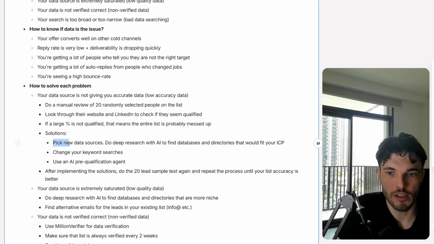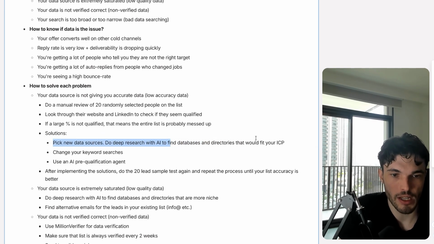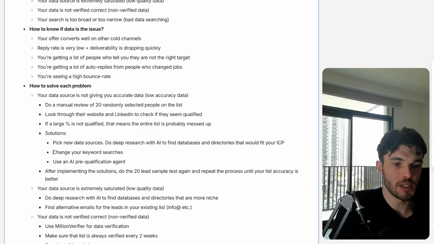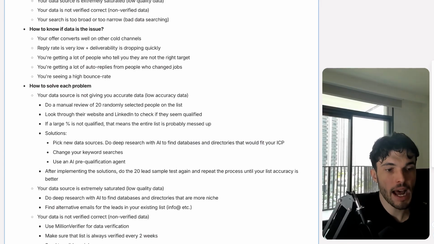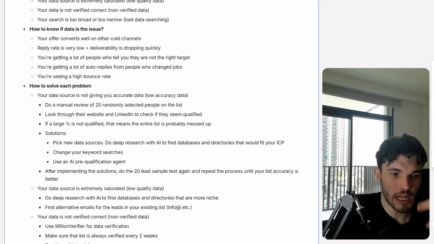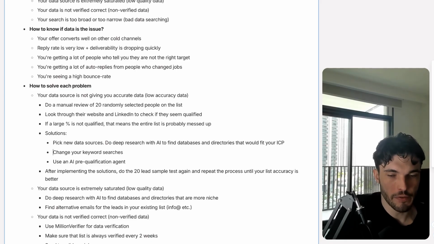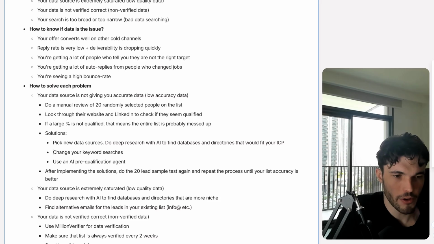Well, one solution is to pick new data sources, right? So go ahead and find other databases that you can use. And also, use AI to do some deep research and find databases and directories that would fit your ICP. Sometimes you can really find some niche data if you go on a specific directory. You can scrape that, and you can enrich it with a tool like Clay or whatever you prefer in terms of data enrichment. This is going to be a huge help, is using AI to find niche databases, because probably a lot of your competitors are not doing that.